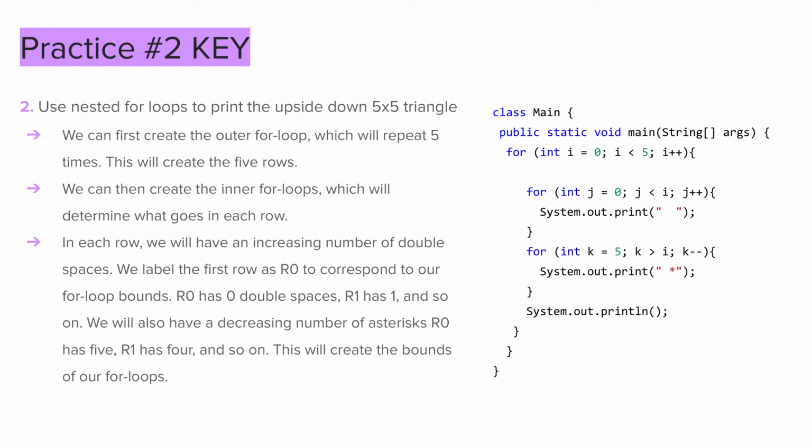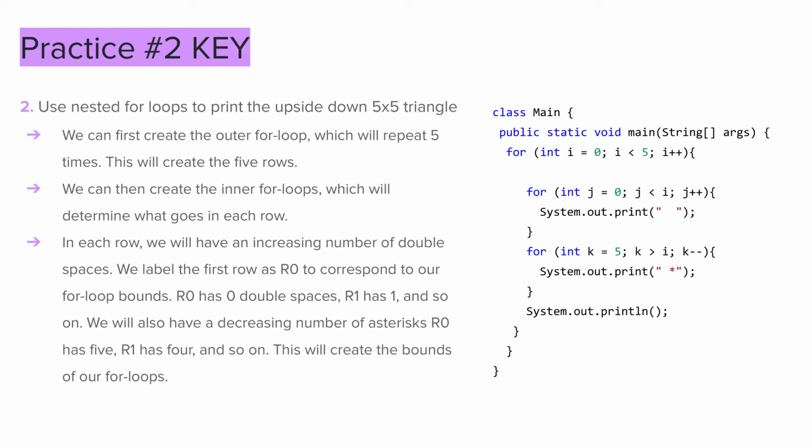Like the previous exercise, we know how many rows we want to have, so we will make the outer loop repeat 5 times. Now for this, we can see a pattern where there will be one more double space in each row. The first row, which we'll call R0, so it corresponds to our outer loop, has 0 double spaces. Row 1 has 1, row 2 has 2, and so on.